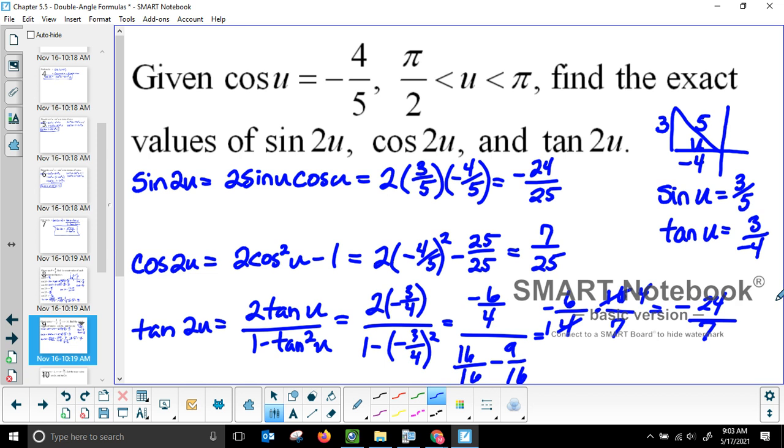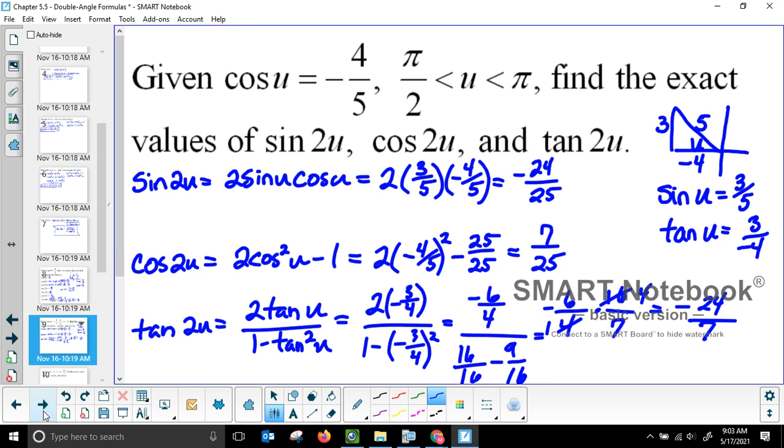Good times. Like what I was saying earlier, you look at the answer that you form, and you easily could have done this divided by this, if you're doing all three. What I'm saying is the first time you get -24/25, and the first time you get 7/25, tangent is sine over cosine, so you just take the numerators. You could have done that.